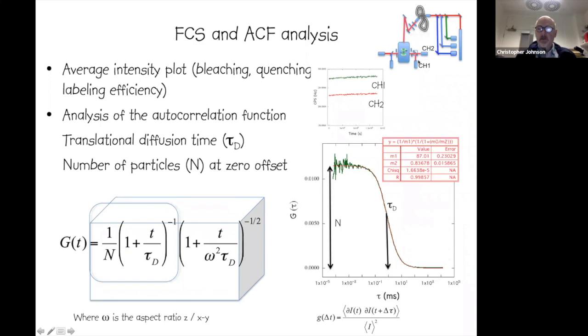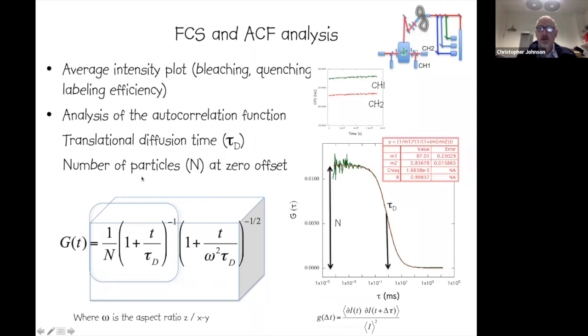When we collect the data from these two channels, we get an intensity plot, and within this intensity as a function of time, we have fluctuations. These are analyzed using autocorrelation. But the average intensity plot can also tell us a few things: we can see bleaching going on, we can see quenching, and we can consider the labeling efficiency of our molecules, since the fluorescence intensity will correlate with the number of fluorophores on our molecule. Then we analyze the autocorrelation function mathematically to give a translational diffusion time. Here is an example of a measured autocorrelation function, and here the translational diffusion time is about 0.8 milliseconds.